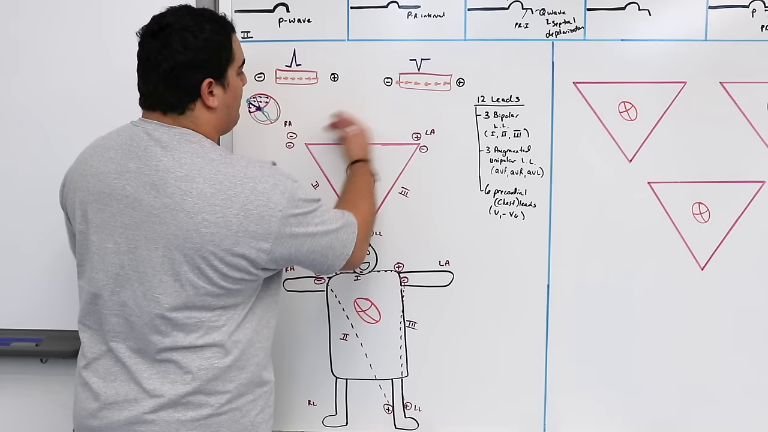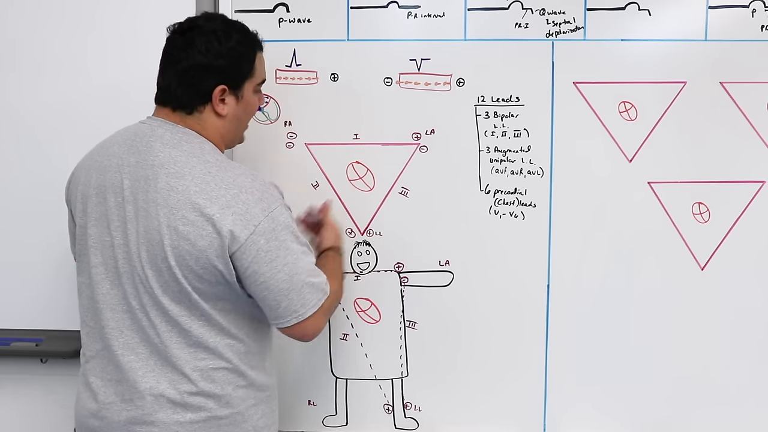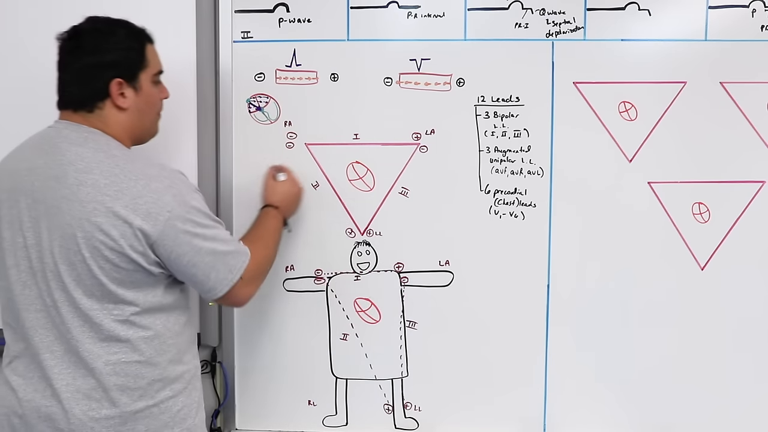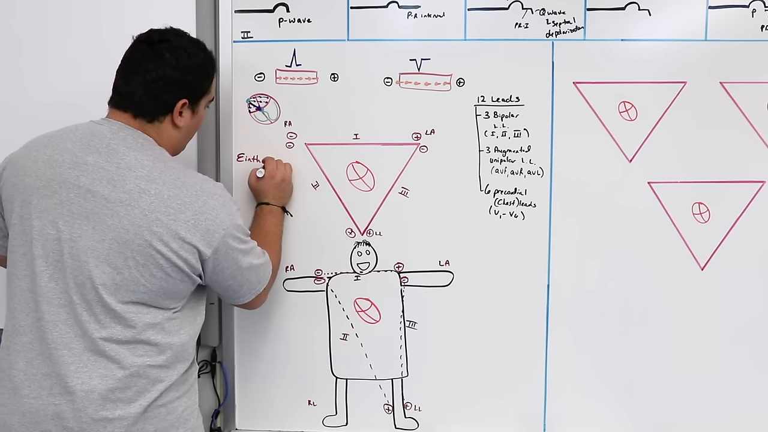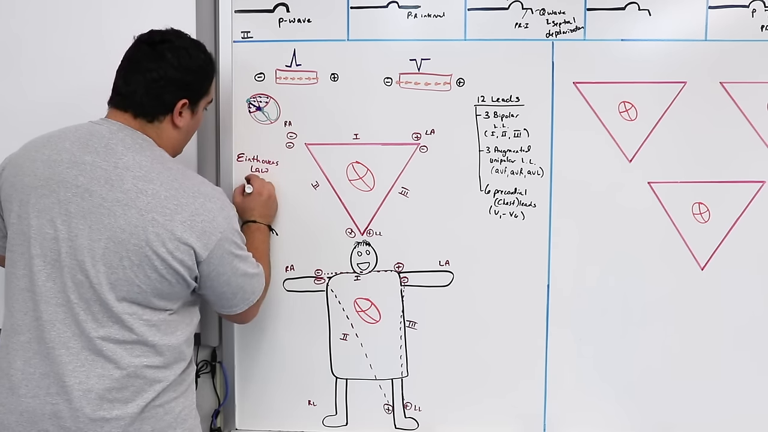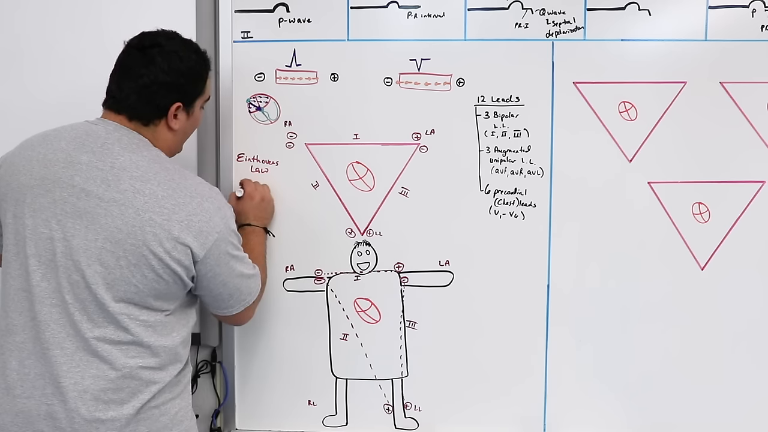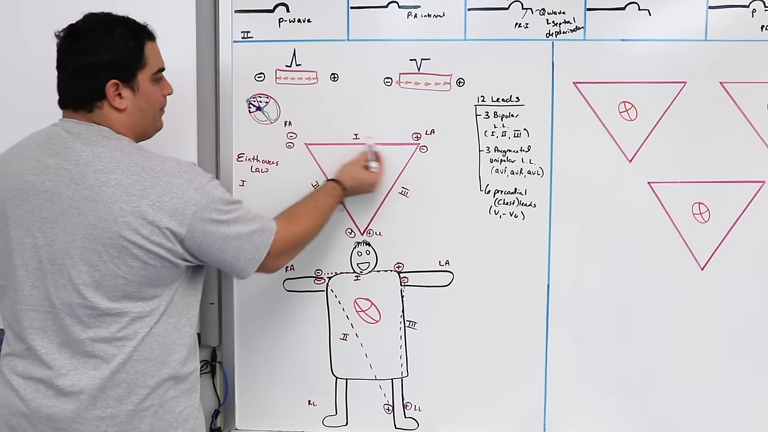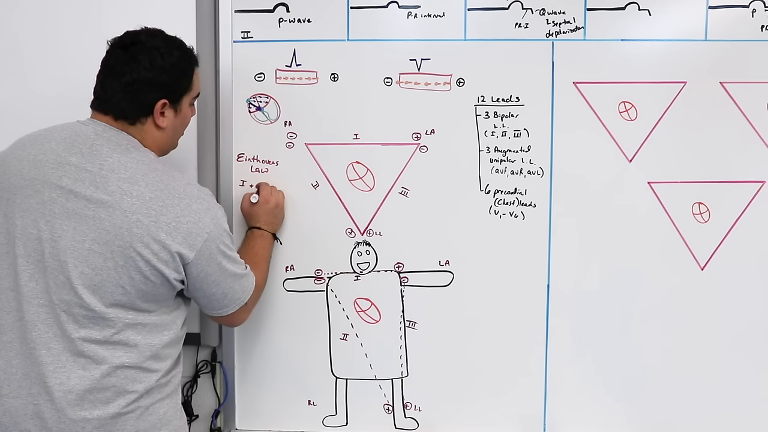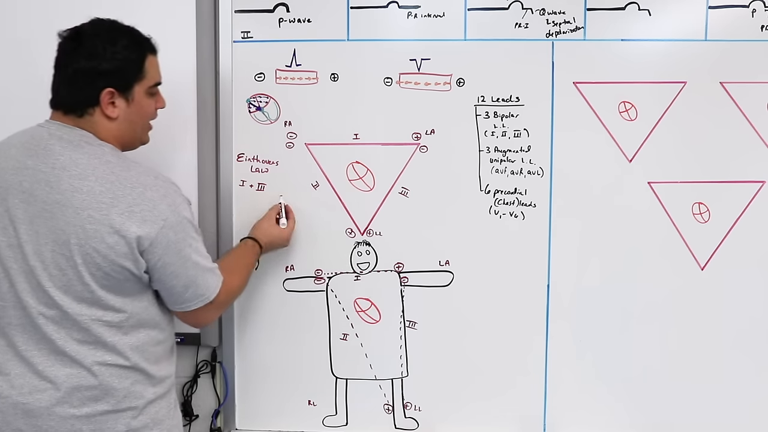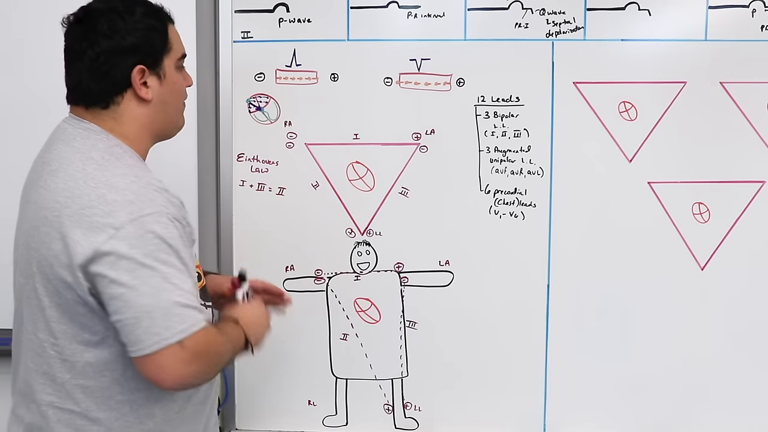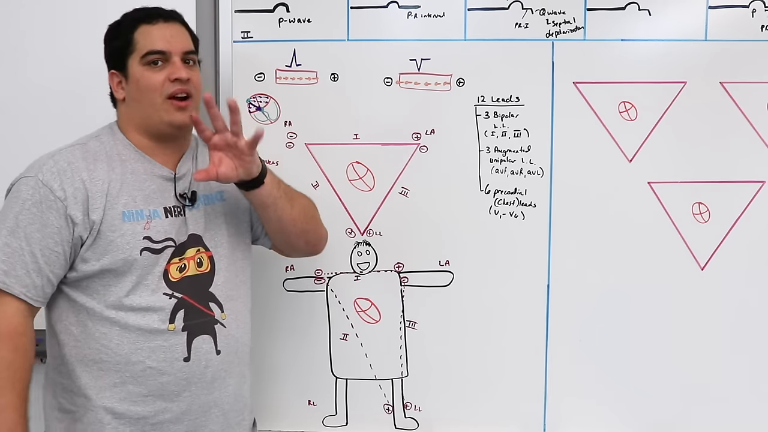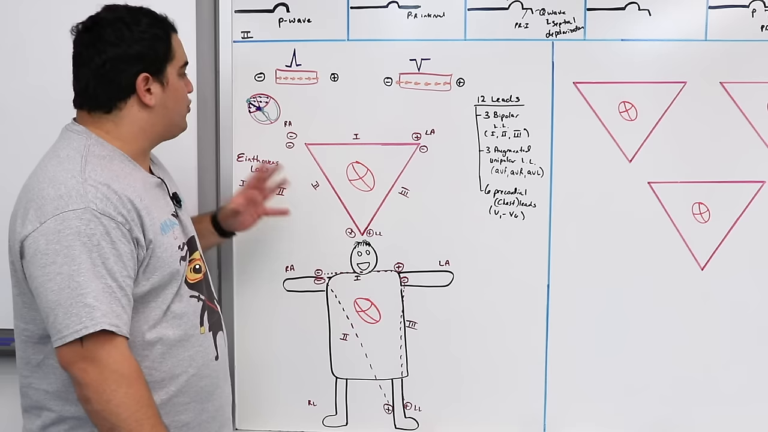All right, so this makes up this triangle, which is Einthoven's triangle, and he has a law. Einthoven's law says that if you take lead one and add it to lead three, it's gonna equal lead two. And this is just coming from the vectors. We'll explain this very briefly in a second. Here's what I want you to remember though.